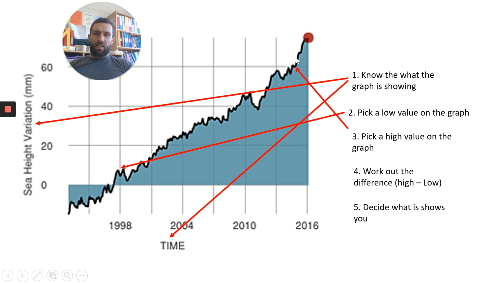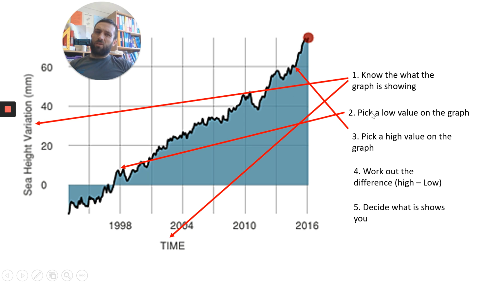And then I need to decide what it shows. Well, what this graph shows me is that the sea height variation is increasing, because in 1998, we know it was 5 millimetres, and in 2015 we know it's 60 millimetres, and the line is clearly going in an upward direction.